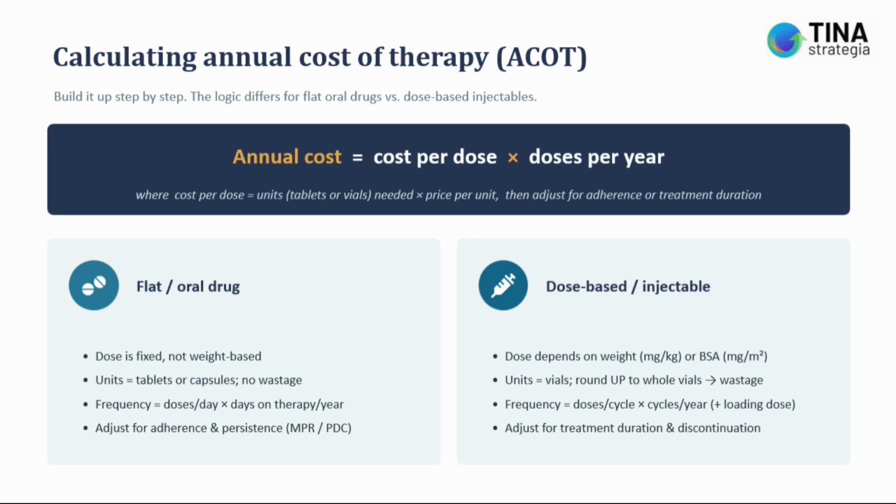Whatever's left in the vial is thrown away, that's wastage, and you pay for it. The frequency is doses per cycle times cycles per year, and often there's a bigger loading dose at the very start. And you adjust for how long the course of treatment lasts and when patients stop. So, same formula, two very different build-ups. Flat and clean on the left, body size driven and wasteful on the right. Let's now actually run the numbers on one of each.